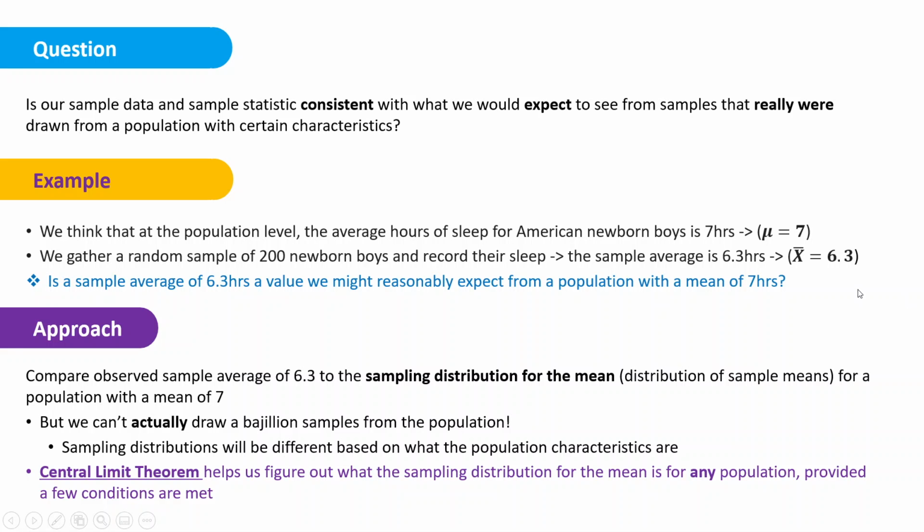So at a really high level, again, we have sample data. We want to compare our sample statistic to the sampling distribution, but we don't actually have access to draw a bajillion different samples to simulate our own sampling distribution every single time. So we need a way of having access to the sampling distribution, or at least certain characteristics of it, in order to compare our observed data to that sampling distribution.